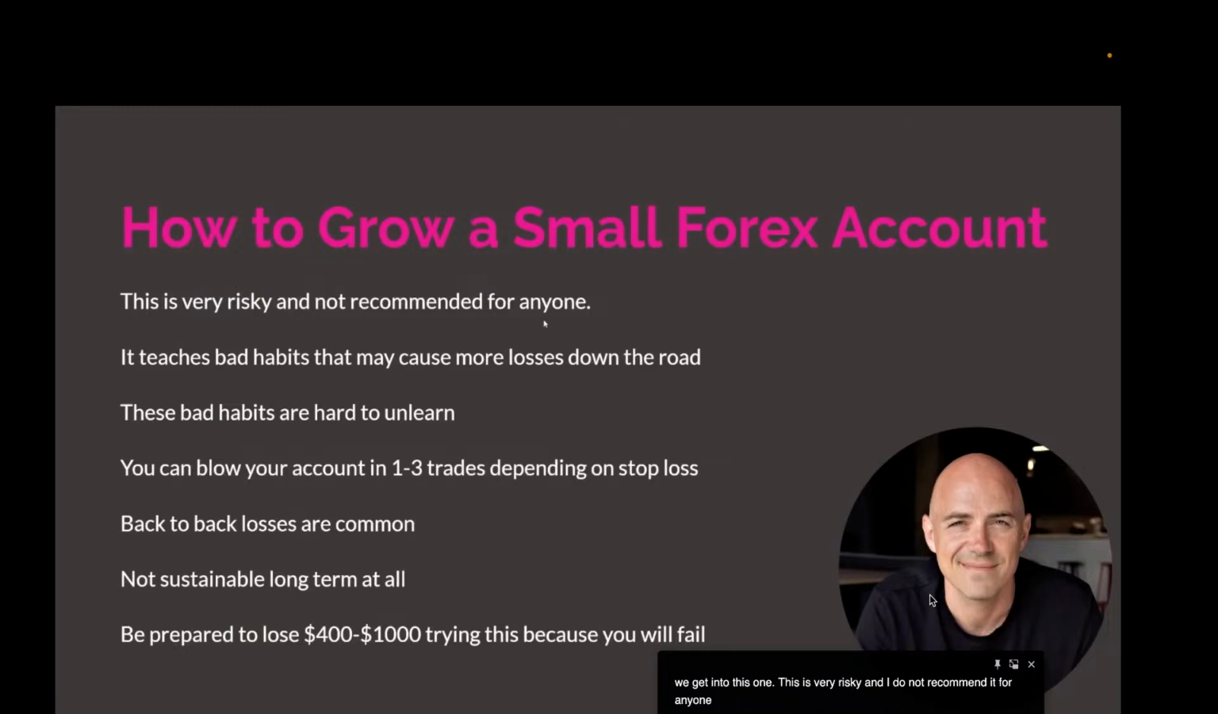The level of stress and anxiety and pressure that this puts on you is way more than most people can handle. The second thing is that it teaches extremely bad habits and may cause more losses down the road when you stop doing this challenge. Keeping in mind the fact that these bad habits are extremely hard to unlearn. Now, because you're growing a small account and you're risking a very high percentage, you can blow your small Forex account within 1 to 3 trades depending on your stop loss. Back-to-back losses are very common, so you need to be aware that this is very, very likely.